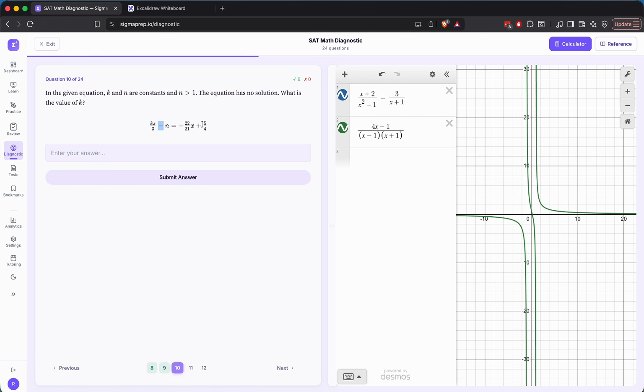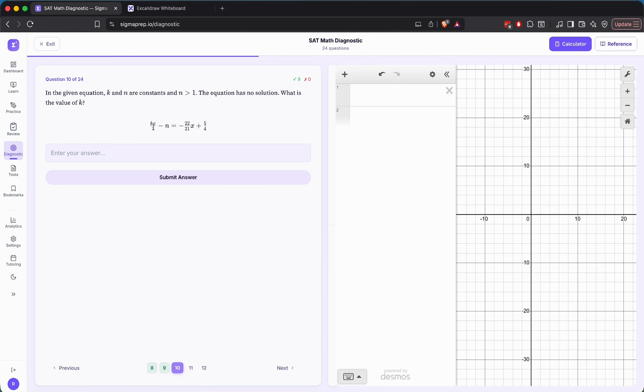They're not going to ask you about the y-intercepts, because the y-intercepts can be anything. It just can't be the same number. So we literally can't pick n so that this ends up being positive 5/4, so they won't ask you about that. And anyways, we can see the slope right over here. It's k over 3, that's your slope. And on the other side, it's negative 22 over 21.